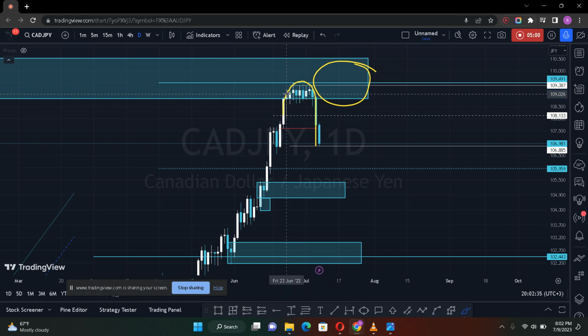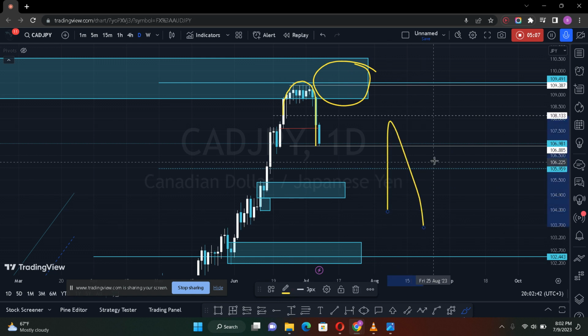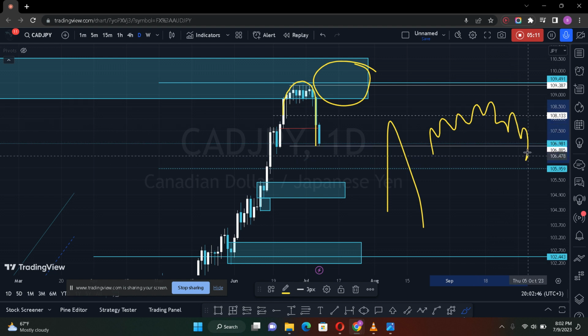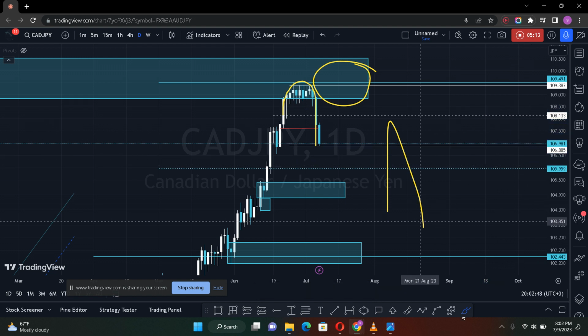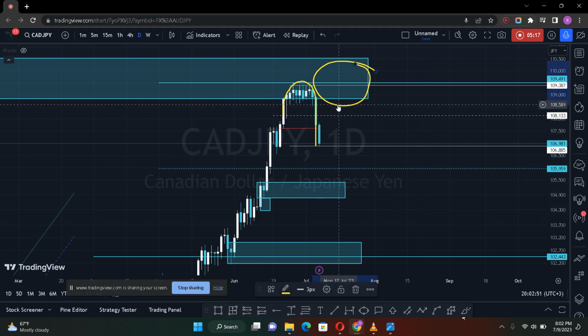This is a liquidity sweep, not a grab. A grab is always abrupt, but a sweep is gradual. That means the big players are building on their orders. They're trying to fill their orders without affecting the market.